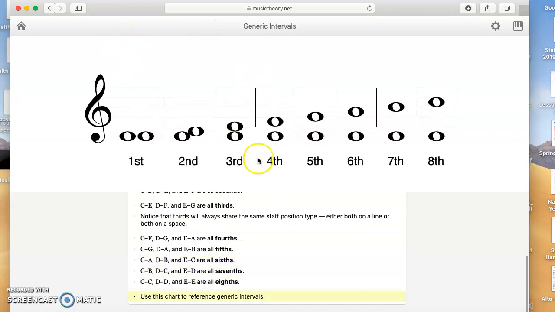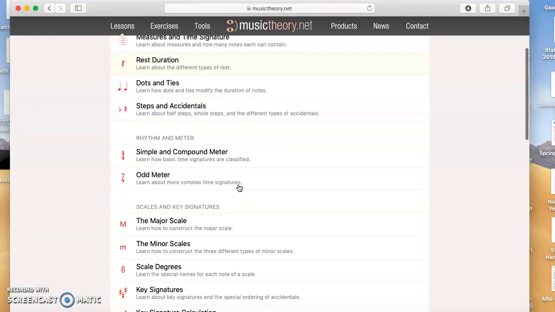Here is the chart. You can go and look at this on musictheory.net to learn about generic intervals. Of course, this chart only shows it when the first note is on a C. Intervals can be any note to any note. It doesn't have to have a C in an interval. I'm going to go home.